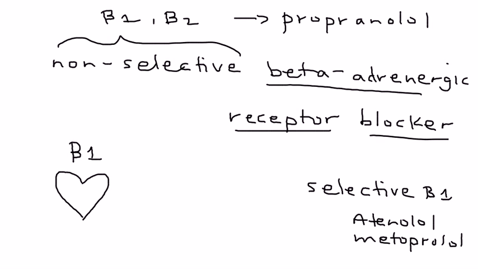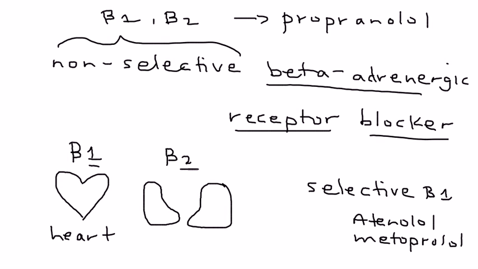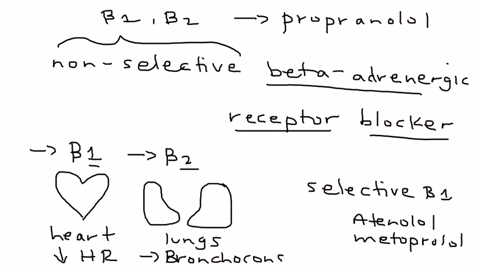Well, beta-1 receptors are on the heart, and beta-2 receptors are on the lungs. The way I remember it is that we have one heart, but we have two lungs. So that's how I remember which receptor goes where. When you block a beta-1 receptor, the result is that you decrease the heart rate. When you block a beta-2 receptor, the result is bronchoconstriction.